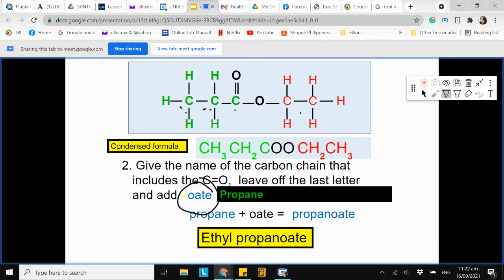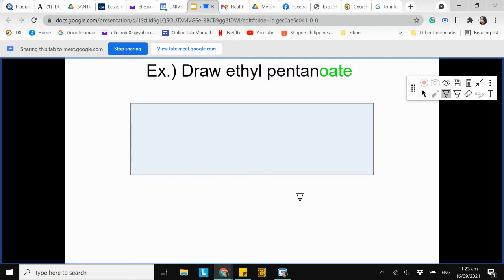So if you're going to derive the name in IUPAC, the code of their name is alkyl alkanoate. Okay? So that's how you name esters.